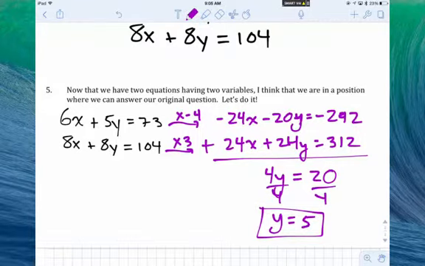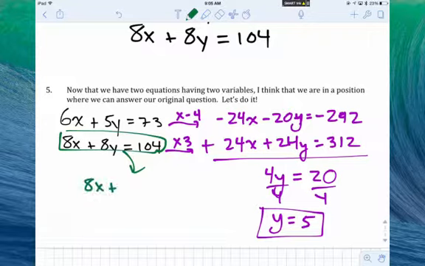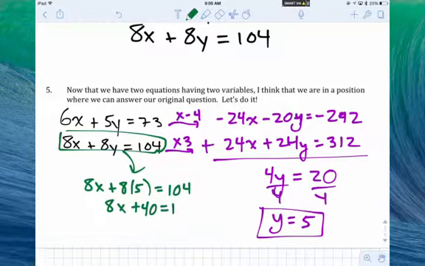So now we've got to find out how much Terry makes. And let's do it using either of these. So I'm going to use this equation right here. And so we know that 8x plus 8 times 5, that's how many sales per hour Julie makes, is 104. 8x plus 40 equals 104. 8x equals 64. X equals 8, meaning that Terry makes 8 sales per hour.